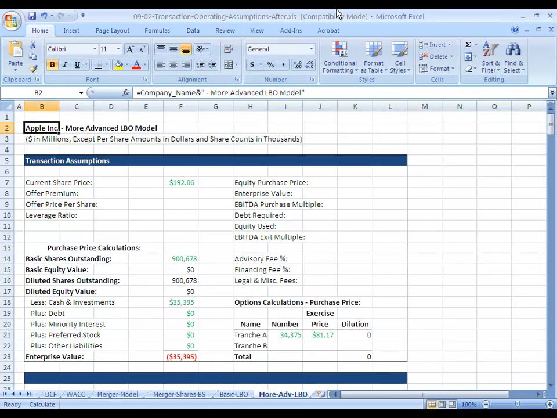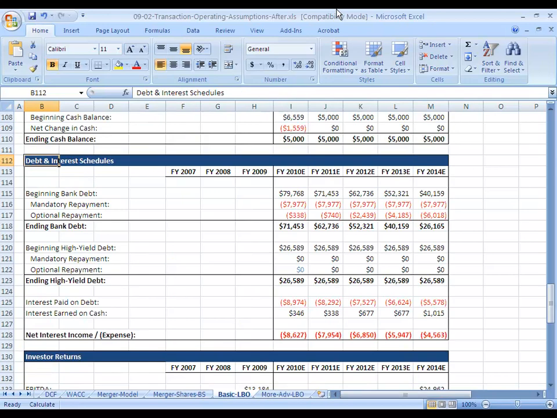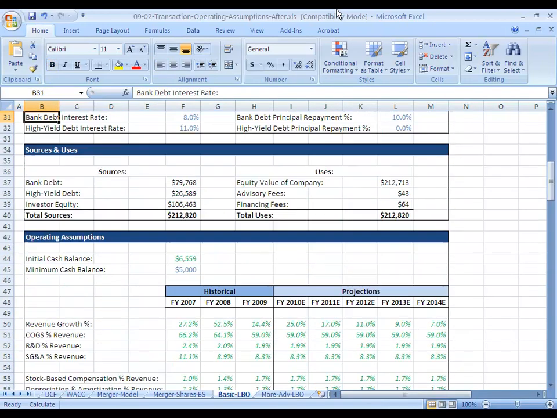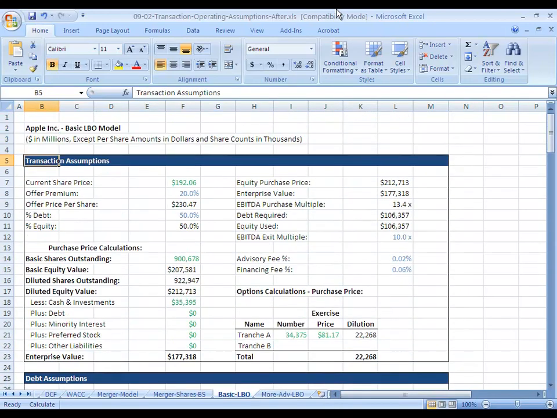In this video, you're going to learn about the key transaction assumptions behind our more advanced LBO model. Now, in contrast to most of the tutorials in this course, the transaction assumptions are actually going to be quite similar to what we saw in our more basic LBO model. So we're still going to have a share price, we're still going to have an offer price per share, we're still going to have an amount of debt required, equity required, and so on. So it's going to be fairly similar, but we will do a few things differently.